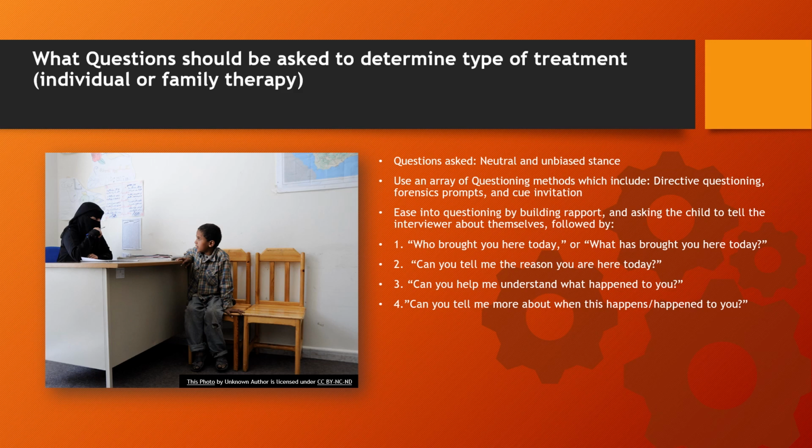So a cue invitation for physical abuse would be, you mentioned your daddy hits you. Can you tell me more about that? A cue invitation for sexual abuse might be, you mentioned Uncle John kisses your tummy. Can you tell me how Uncle John kisses your tummy? A cue invitation to explain neglect would be, you said when you are at school that your tummy hurts because you're so hungry. Can you tell me about when this happens to you?